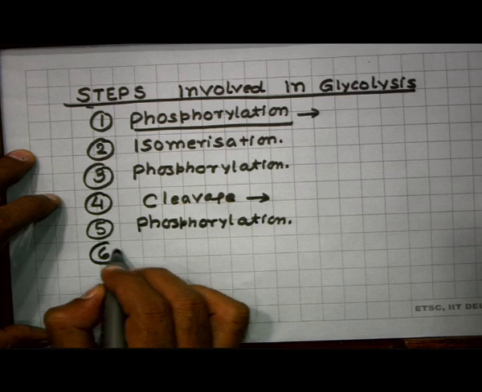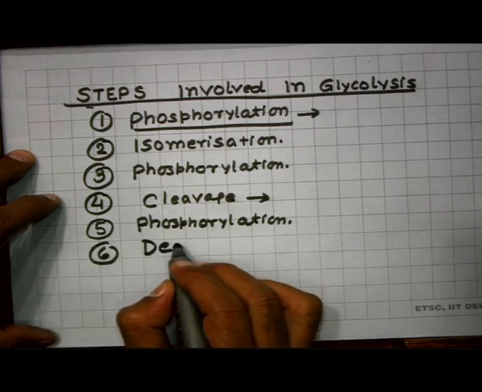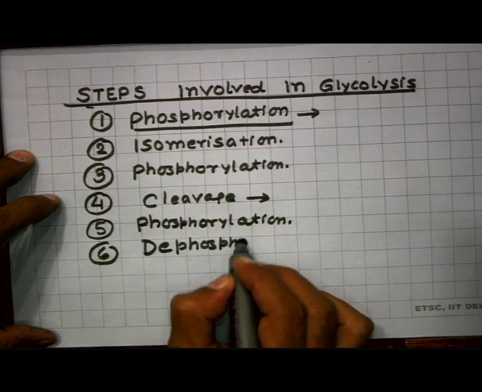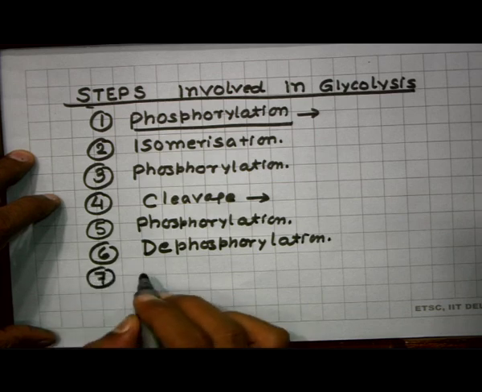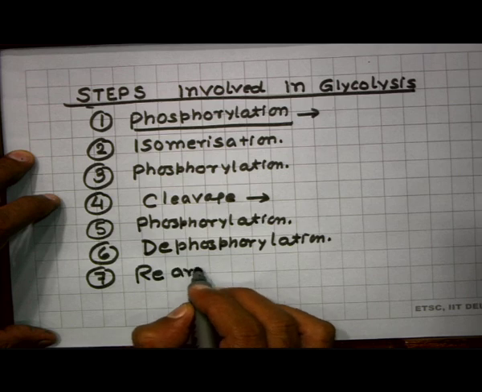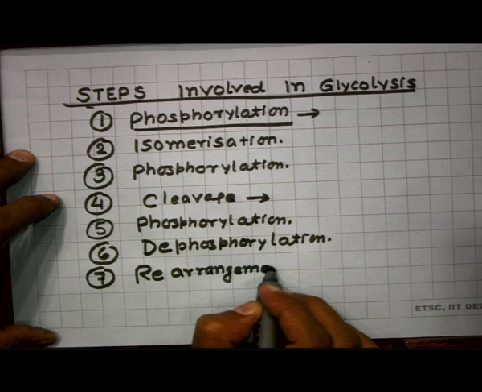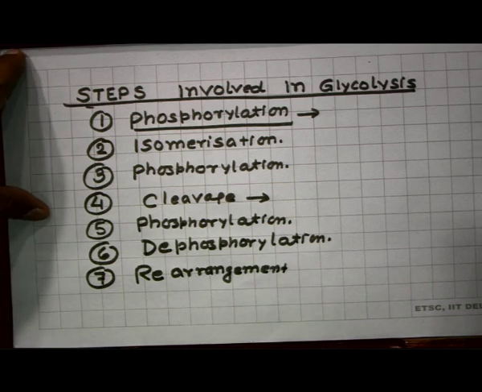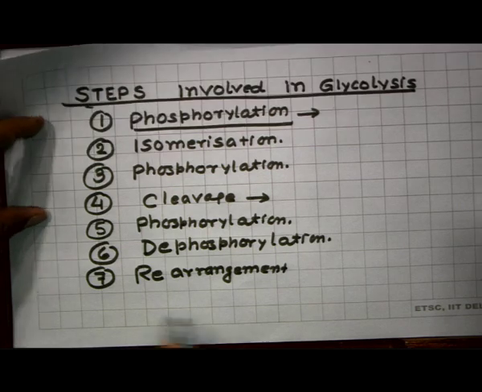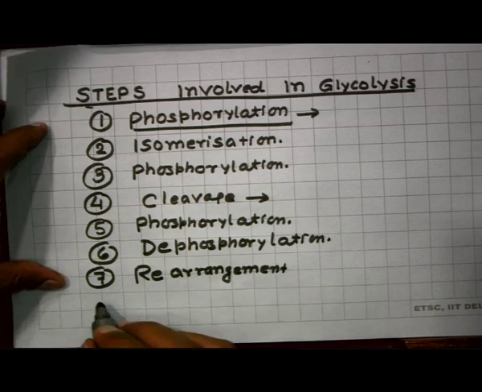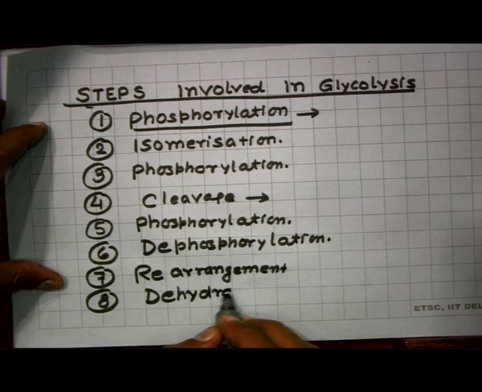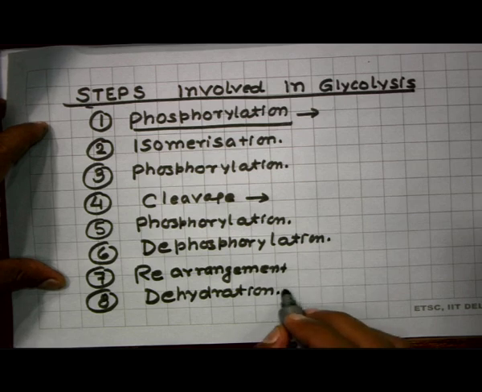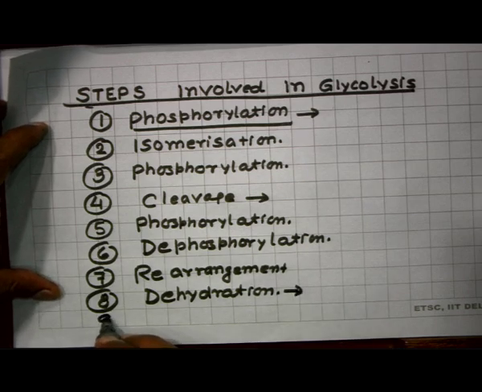and the sixth step is dephosphorylation, and the seventh step is rearrangement. Here no molecule is formed or taken in, but only the rearrangement takes place. The eighth step is dehydration. As the term indicates, here there is liberation of a water molecule, and the ninth and last step is dephosphorylation.